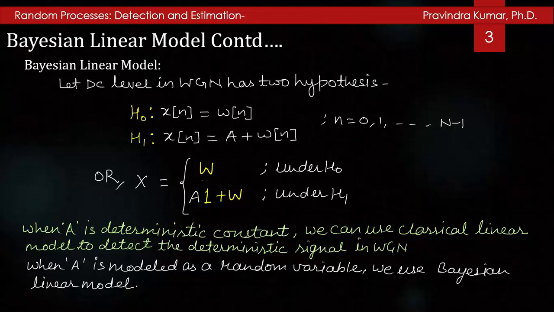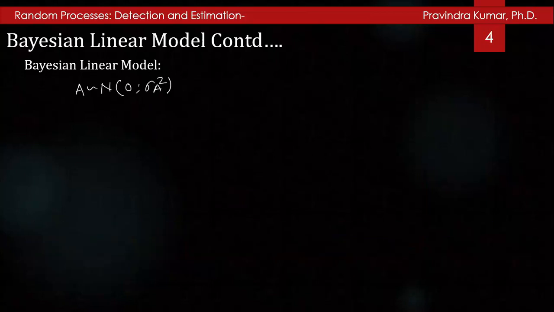In some situations, A may be modeled as a random variable. For example, detecting an edge of an object in an image, then the detection of the random signal in white Gaussian noise could also be simplified with the use of the Bayesian linear model, where the random variable A will be a Gaussian random variable with mean 0 and variance sigma A square, and it is independent of omega[n].